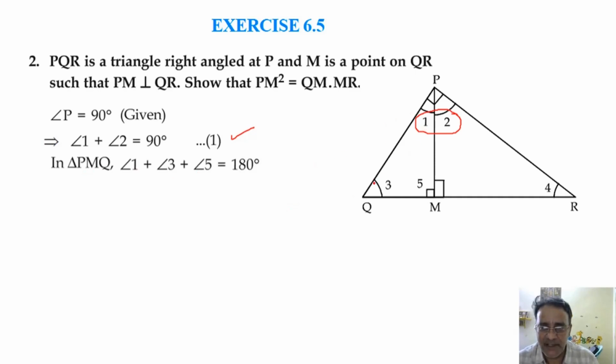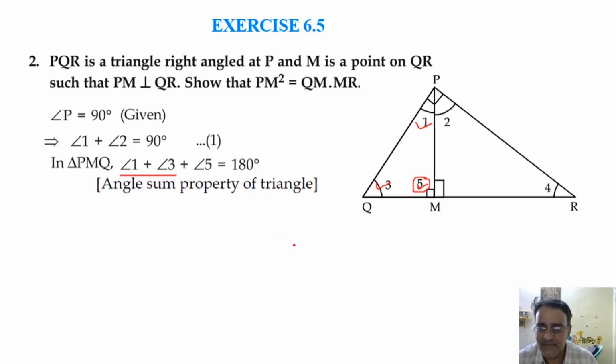in triangle PMQ, ध्यान से देखो, in this triangle, the sum of these three angles is 180 degree. And angle 5, what is the value of angle 5? 90 degree. So angle 1 plus 3 कितना हो जाएगा? 90 degree. Right? Because angle 5 is 90. So let it be equation number 2.